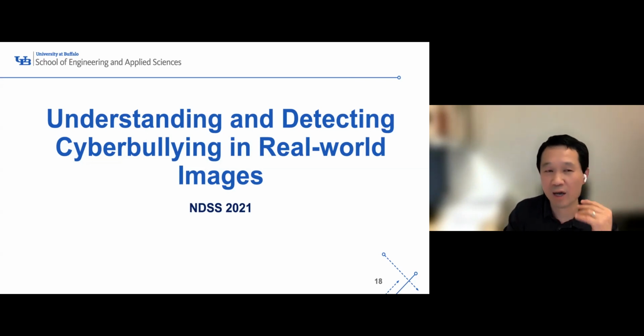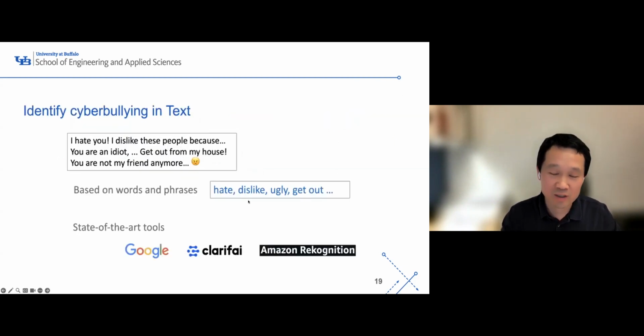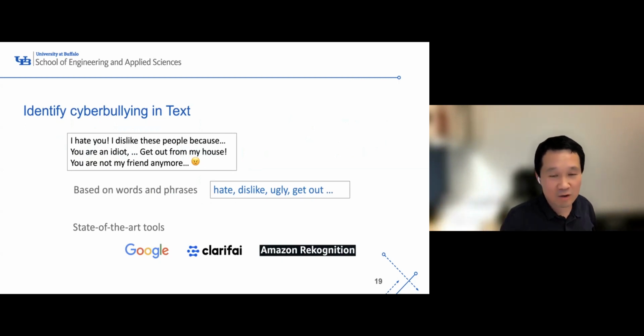One recent work we have done is to understand how to detect cyberbullying in images. Traditionally, we think about cyberbullying just based on text. People can send text and use text to bully others. There are many existing systems that can be used to detect those text-based cyberbullying cases.